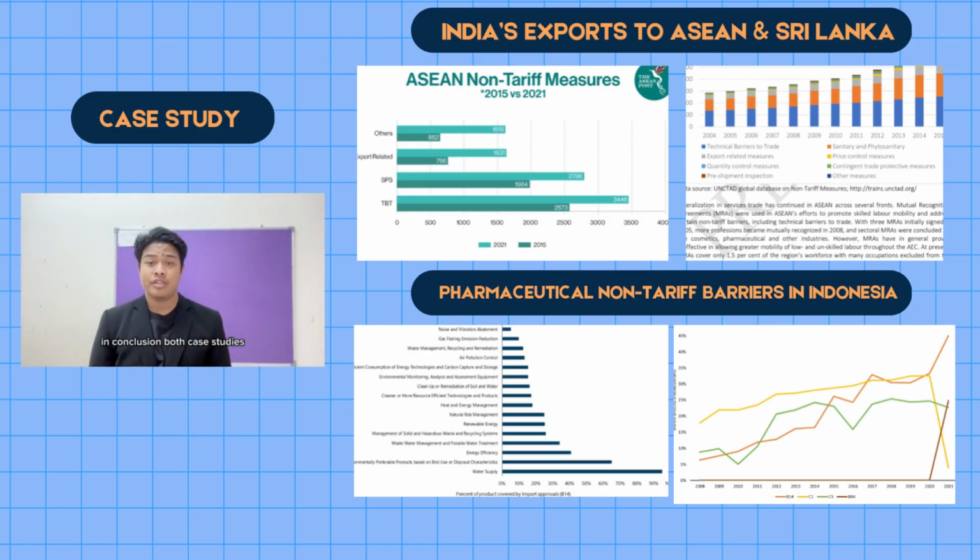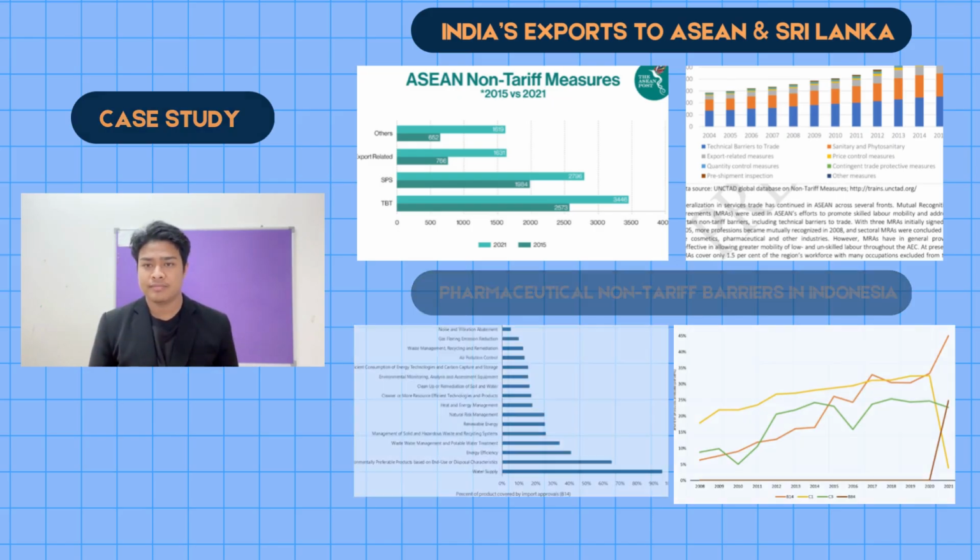In conclusion, both case studies show that non-tariff barriers can act as invisible barriers to trade. Even without tariffs, strict regulation, complex procedures, and technical standards can increase costs, delay market access, and reduce competition. Therefore, addressing non-tariff barriers is essential for fairer and more efficient international trade.